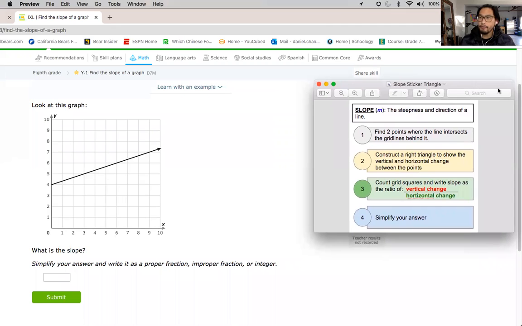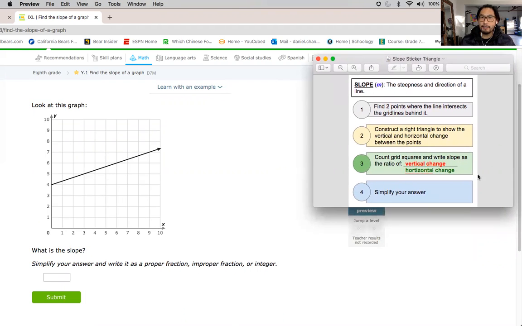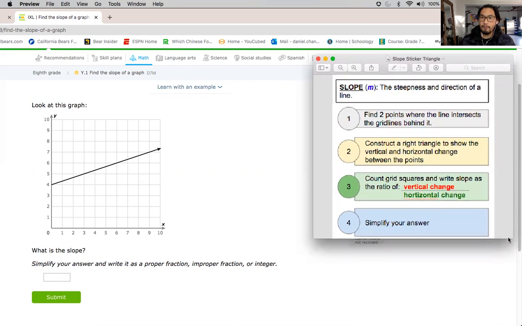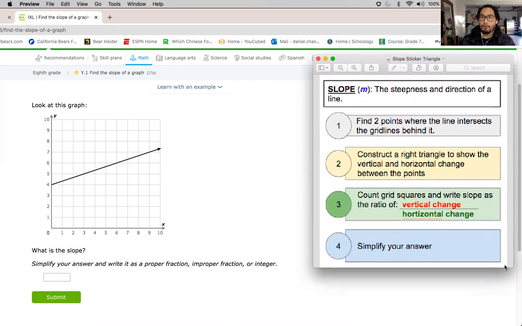So here we go. I'm going to put right here on the side one set of strategies for calculating the slope. This is by constructing triangles. And let's take a look at this problem that we got in IXL. Again, we are looking at D7M. So here we are, D7M.